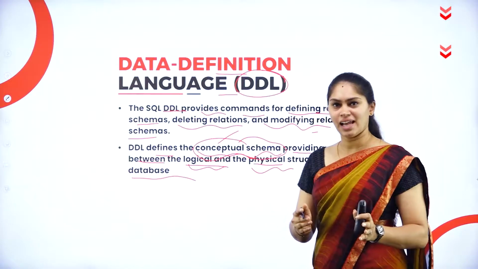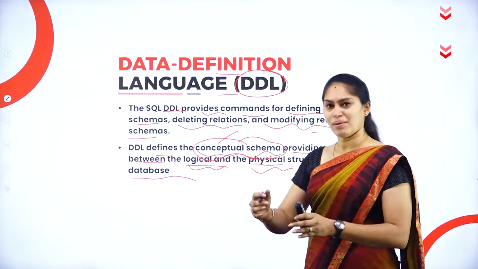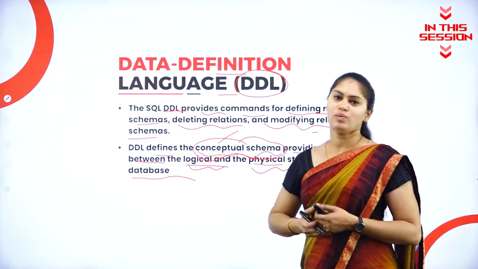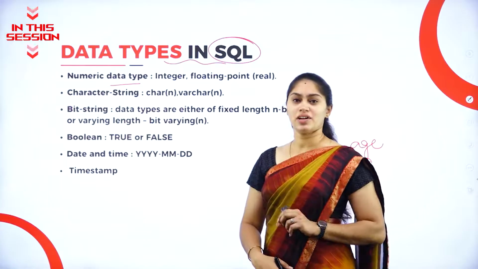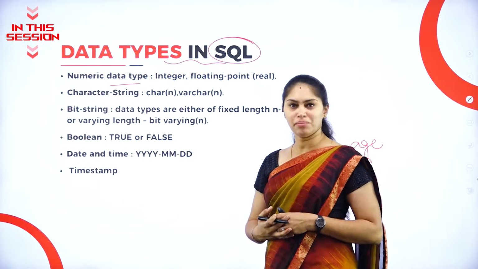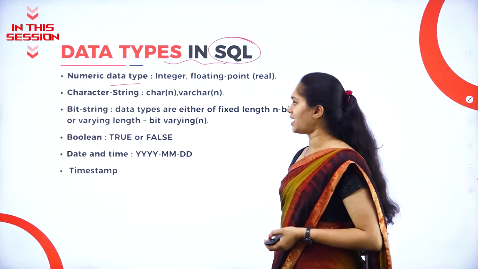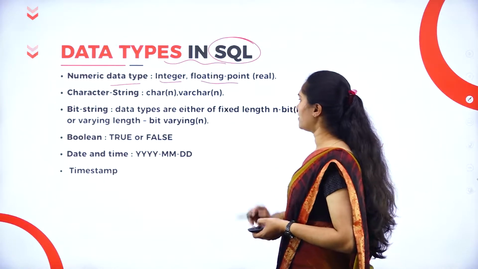Entity is a real-world element, attributes are properties, and relation is an association between one or more entities. Mainly, in order to store values in terms of numbers, we are going to use the numeric data type, which includes integer and even floating point.